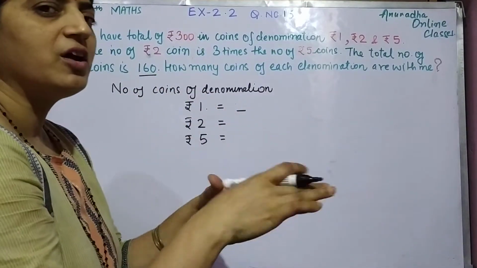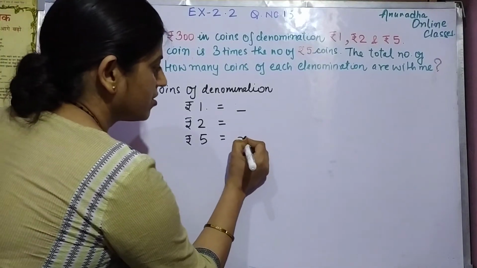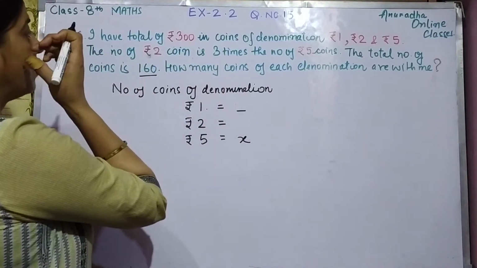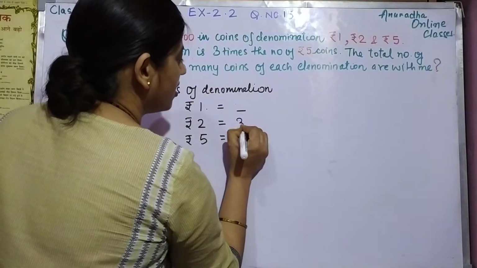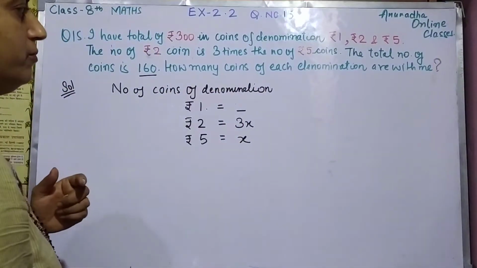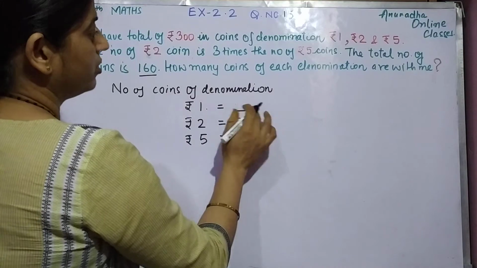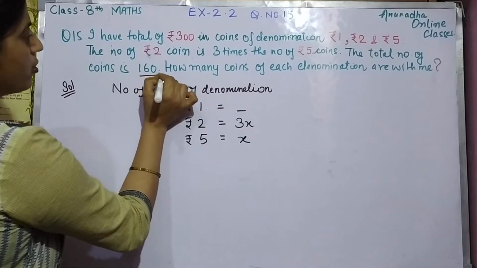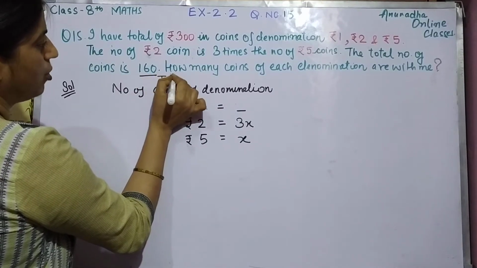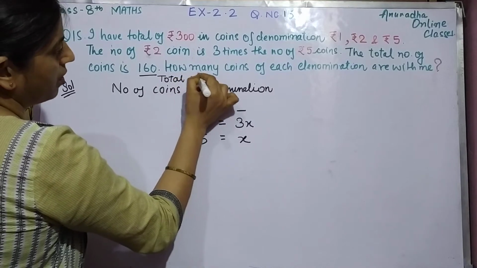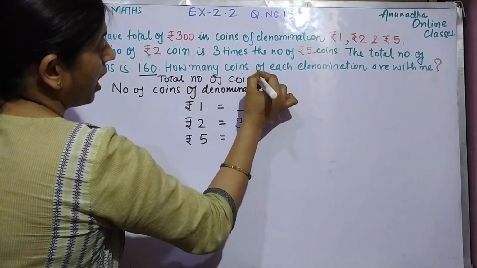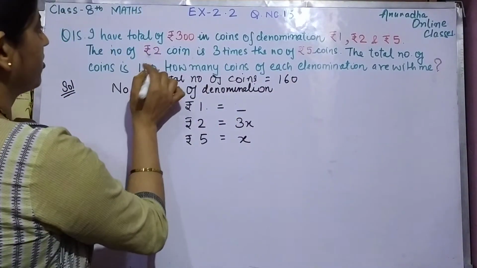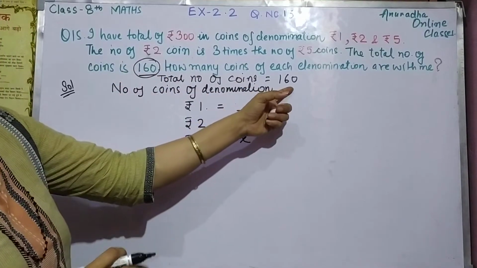तो 5 rupee coin जितने हैं मेरे पास, let it be x. 5 rupee coin x हैं. तो 2 rupee coin कितने होंगे? That will be 3 times. The number of 2 rupee coins will be 3x. One more thing in this we don't know. How will you find this out? One more thing they have given, that you have to write on top: the total number of coins is 160. Total coins I am having is 160.